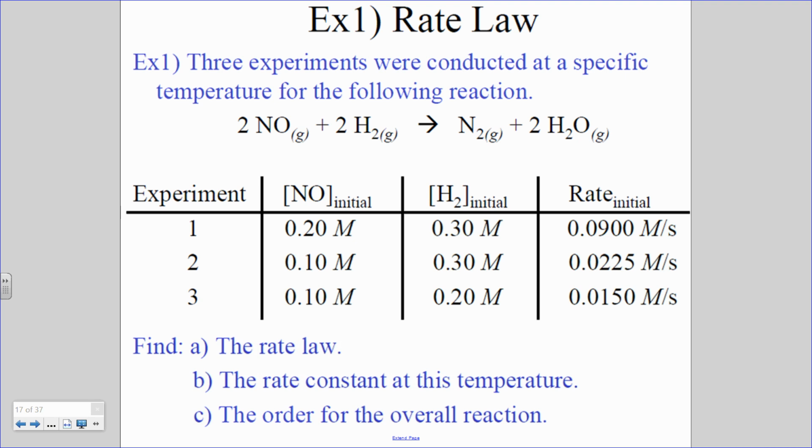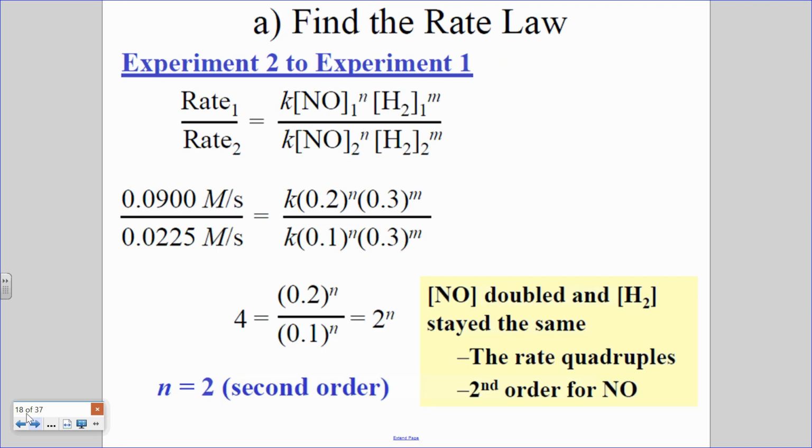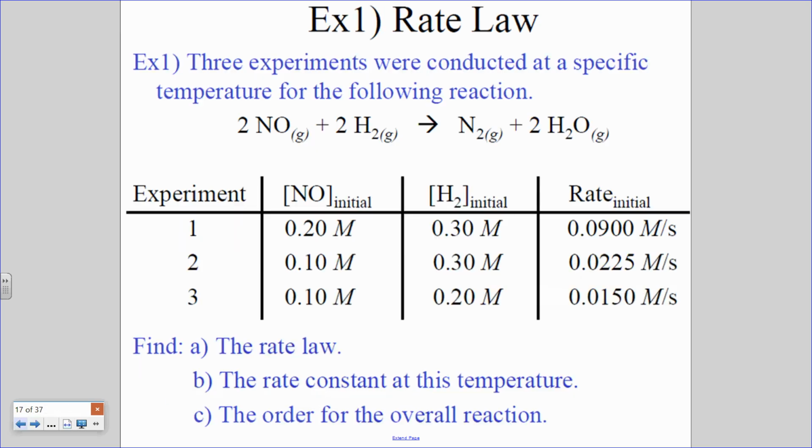So let's find the rate law. To set it up, we would write the rate from experiment 1 over the rate from experiment 2 equals K times NO to the N times H2 to the M. Let me go back and let's look at that. Let's go back to the page with the reaction written.